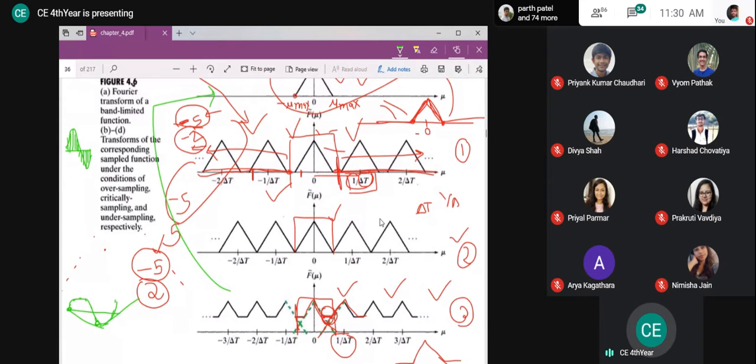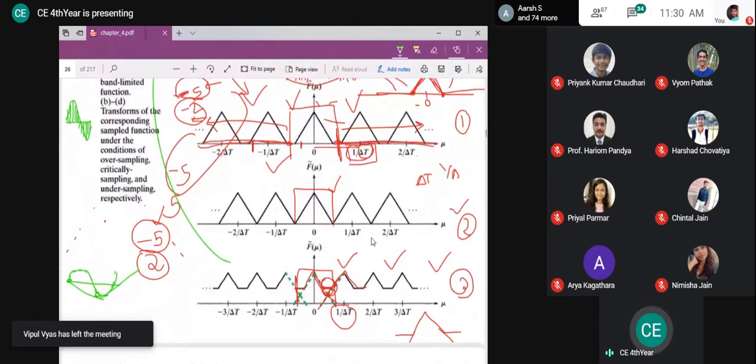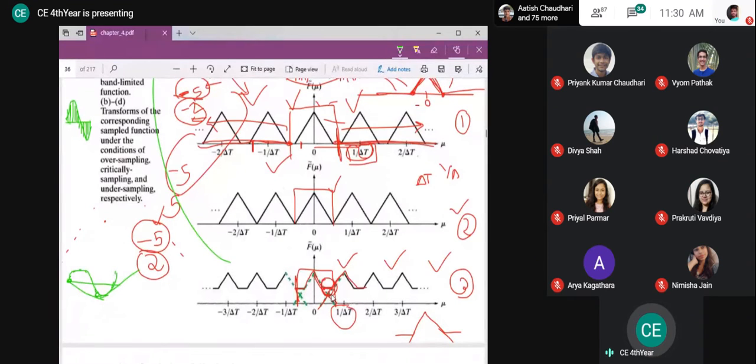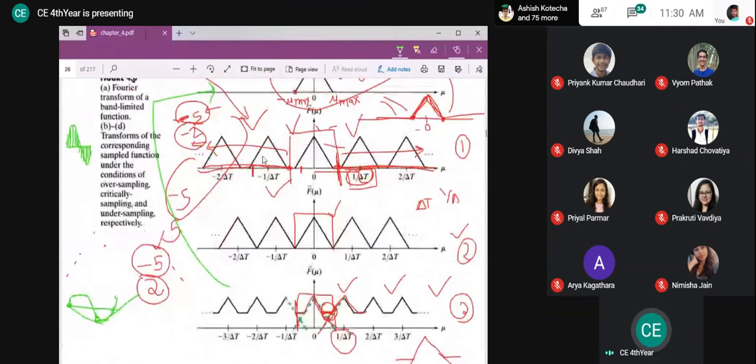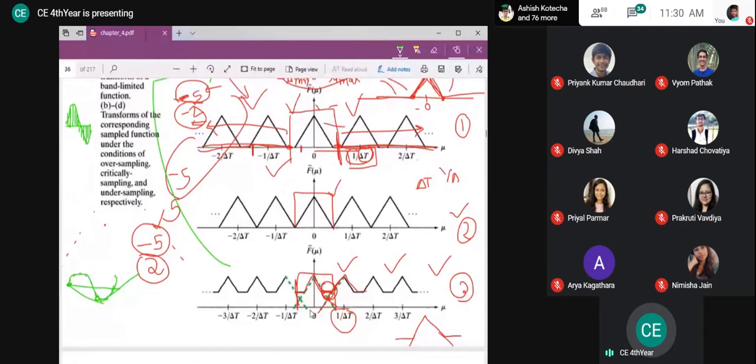So now we have learned three sampling cases. One is oversampling, where delta t is smaller. Then the critical sample, and we will take more details of the critical sample in the next lecture. And then the undersampling case. In undersampling, it is not possible to go back to my original function or original domain. The original shape I will not be able to get back. And whatever information I am losing, that phenomenon is known as aliasing.